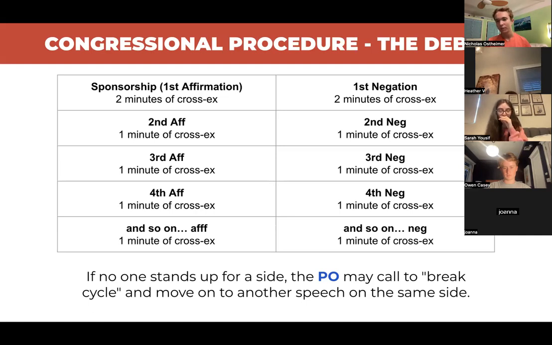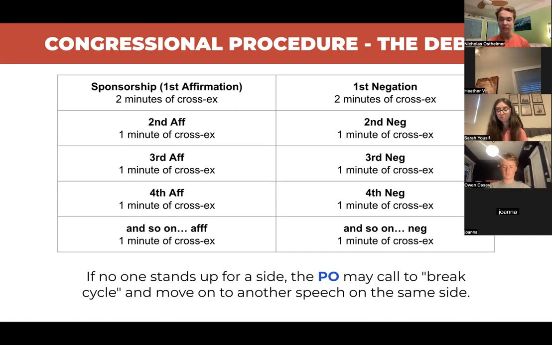No person is obligated to commit to a certain side at the beginning of a round. If you stand up to give the first negation and are passed over by the presiding officer, you might as well also just give the second affirmation, or the third negation, or the fourth affirmation. You are not beholden to any side until you are giving your speech. That also means that the debate isn't necessarily going to be balanced.